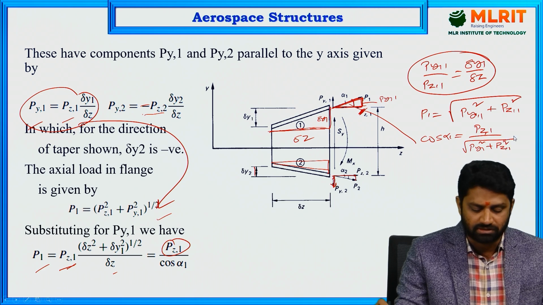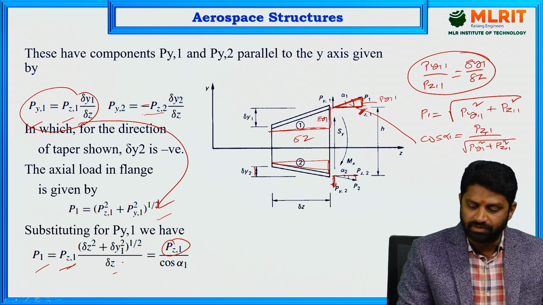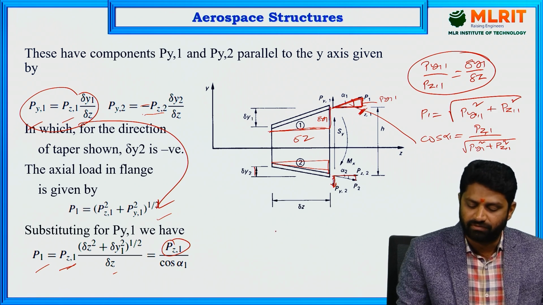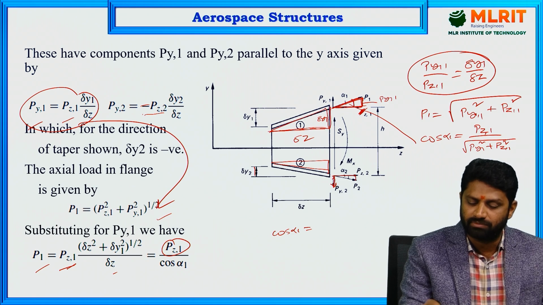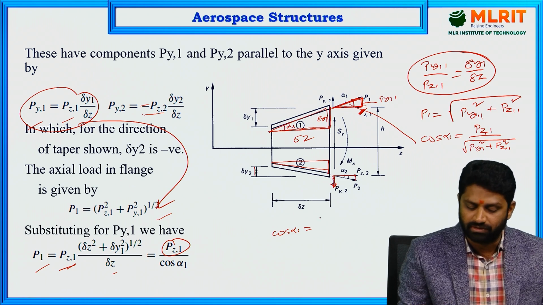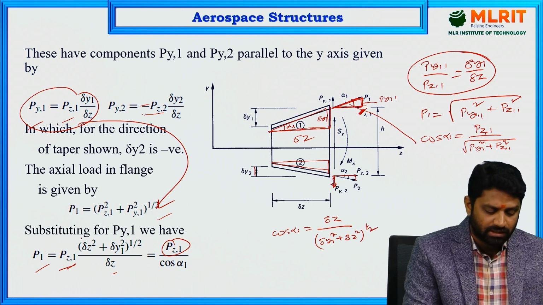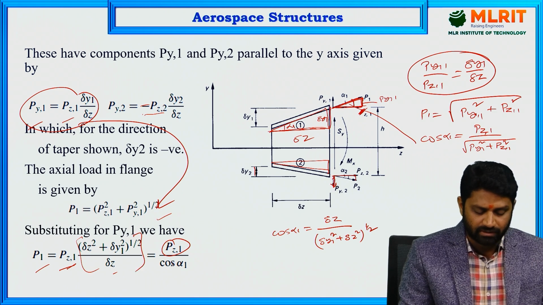Okay, so this is cos alpha 1. Similarly here, either in terms of distances you can also write this as cos alpha 1. So cos alpha 1 you can write in terms of the displacement for this diagram, because this is again cos alpha 1. So you are going to get this as delta z divided by square root of delta y1 square plus delta z square whole to the power of 1 by 2. Okay, so that is cos alpha 1 from this diagram.